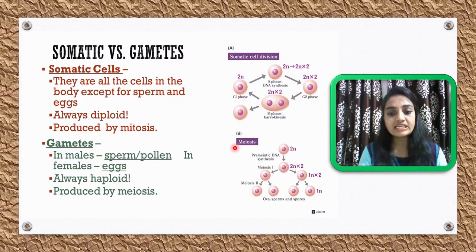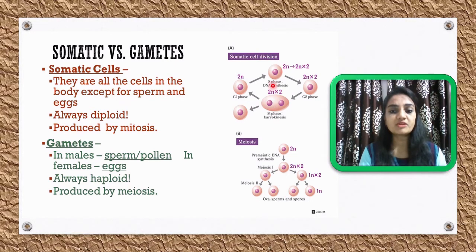And in the case of meiosis, what happens? Initially the cell will be diploid. Here you can see 2n, but after meiosis, what happens? In the first meiosis and second meiosis, this 2n or diploid cell will convert into a haploid cell. So the chromosome number will be halved. This is the main phenomenon of this process.